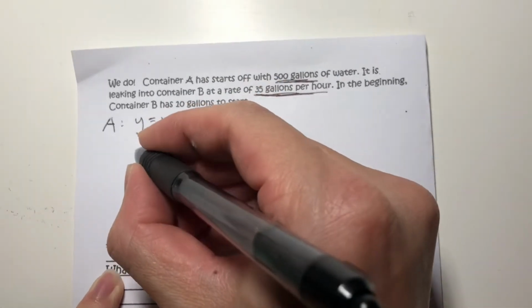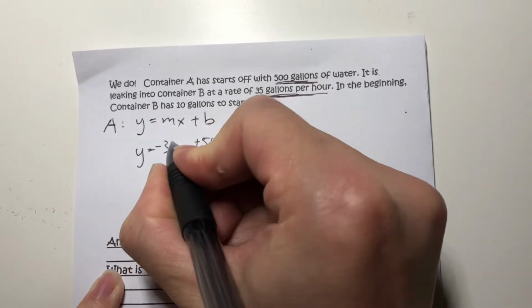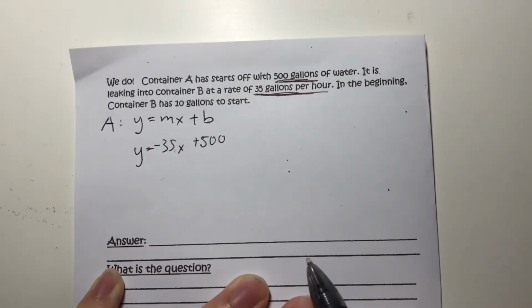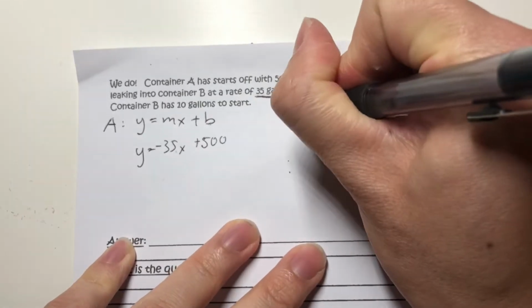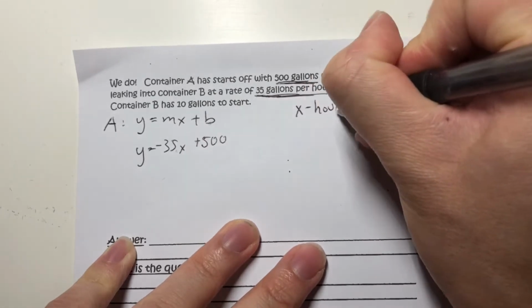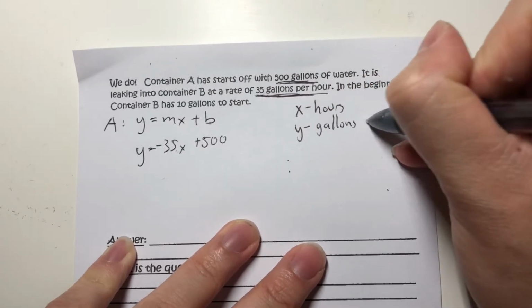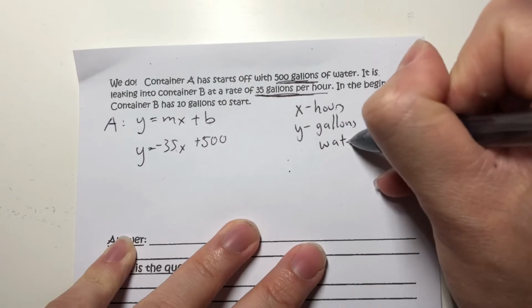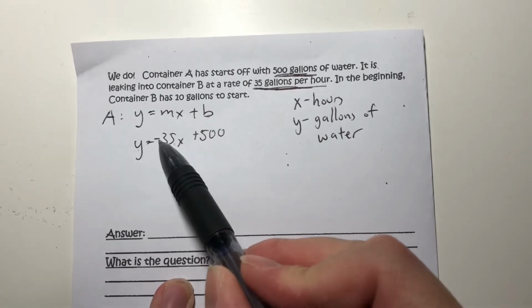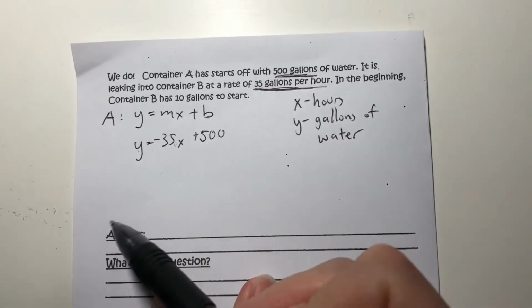And then we are also losing because we're leaking. That means this will be a negative 35x, negative 35 gallons per hour. Let's define our units. X will be hours, and Y will be gallons of liquid, of water. So container A is represented by y is equal to negative 35x plus 500, starting off with 500 gallons, and we're losing 35 gallons each hour.